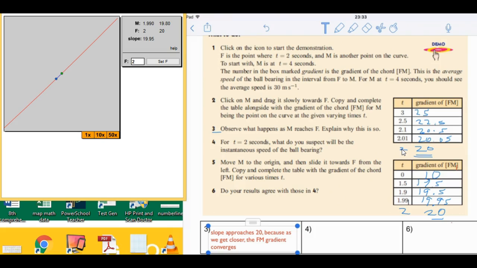And then it asks, for t equals 2 seconds, what do you suspect will be the instantaneous speed? Well, it's the slope. Same as the slope, which is 20 meters per second. Okay, and then last of all, number 6, do your results agree with those in 4? Yes, they do. Both gradients converge to 20. Okay, so that's it for this investigation.